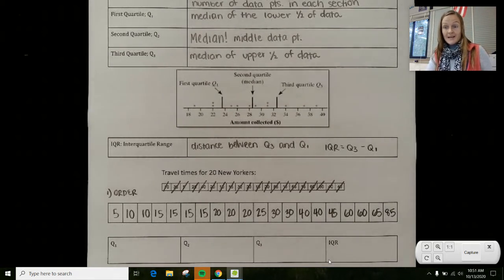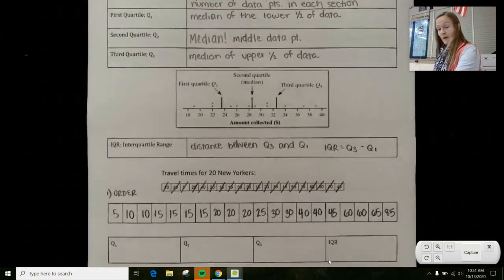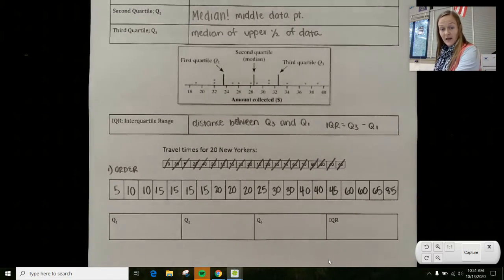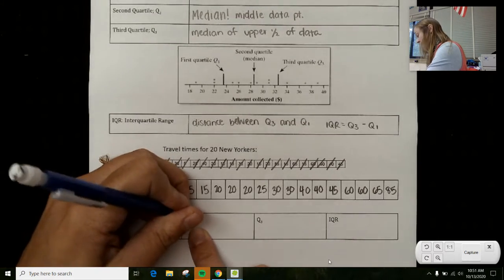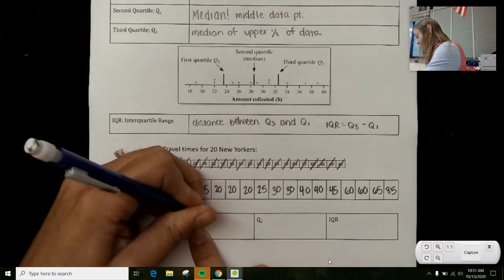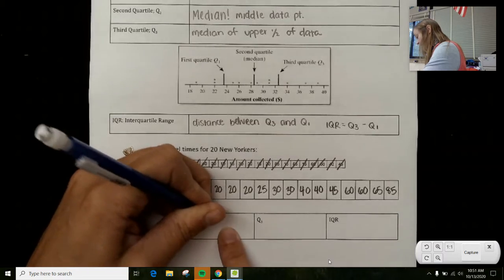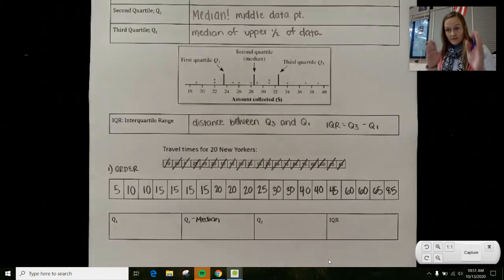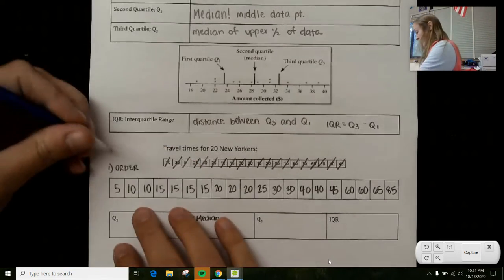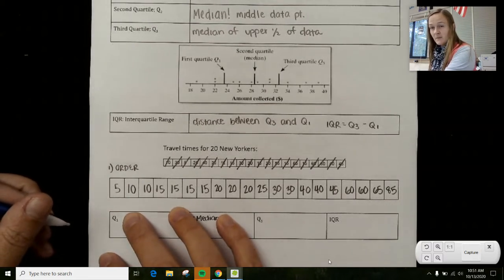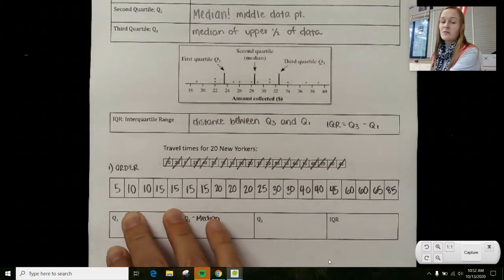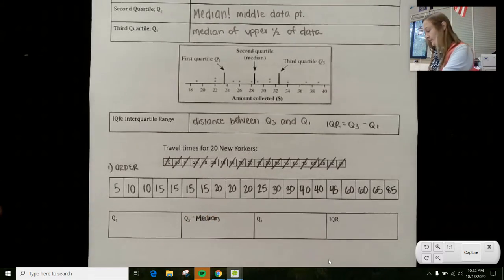All right, so now I'm going through my example of finding each of these values. So remember, Q2 is where I start. This is my median. So first I find my median by crossing off side to side. At the same time, though, I don't want to cross off because I need to then use these values to find Q1 and Q3.